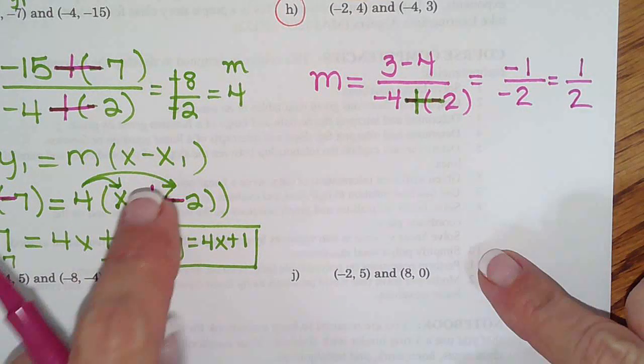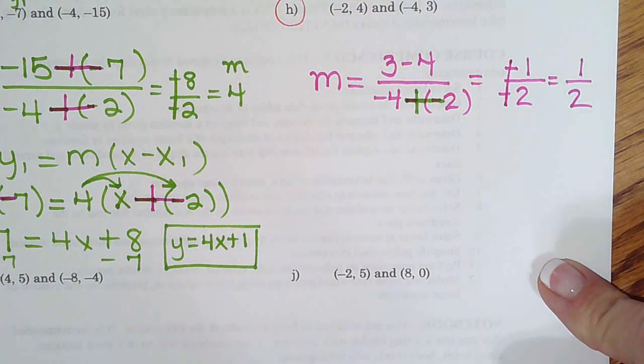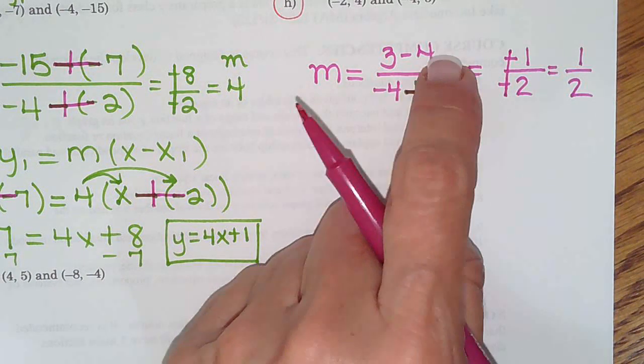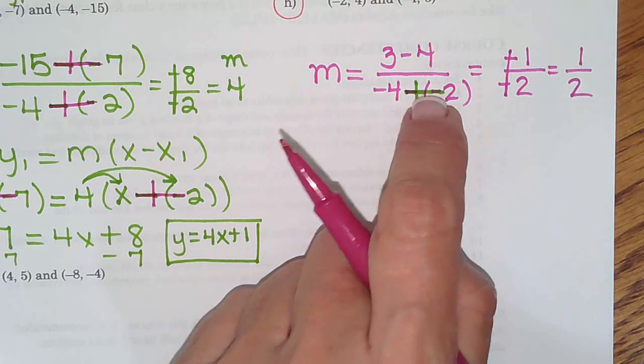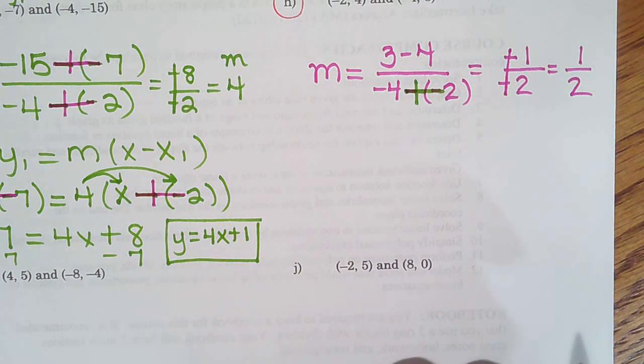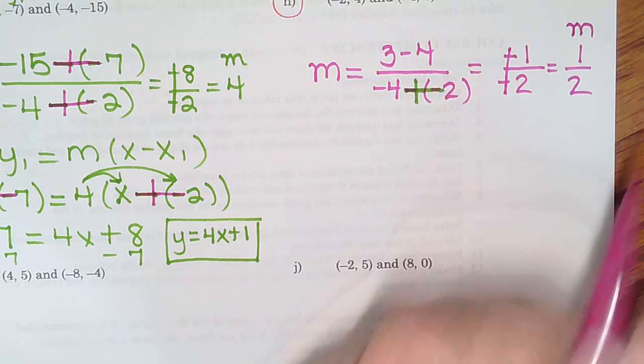Just like over here, double negative is positive. Same thing here. It doesn't matter that they don't simplify. Still a positive. So don't leave that negative. So 3 minus 4, negative 1, negative 4 plus 2, negative 2, double negative, positive. So our slope is positive 1/2.